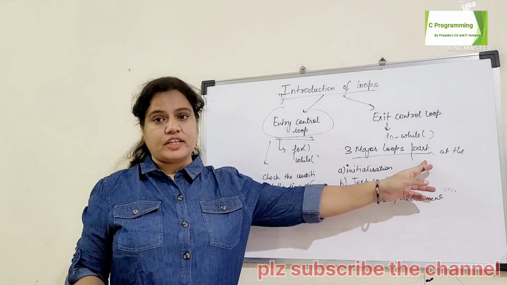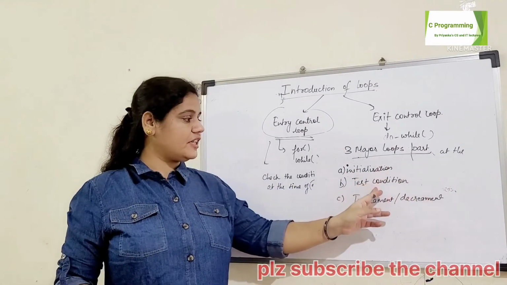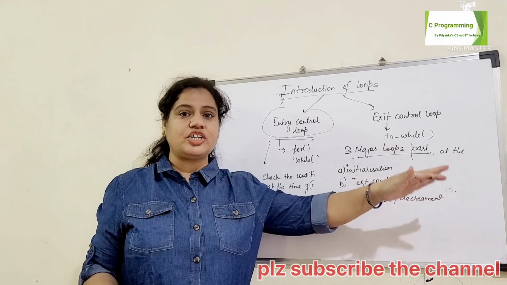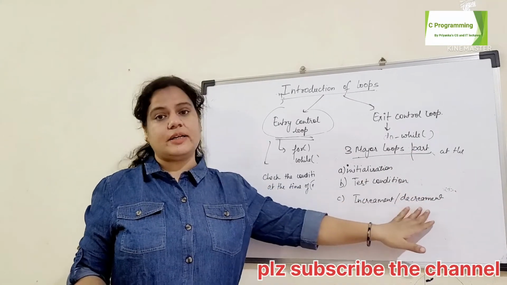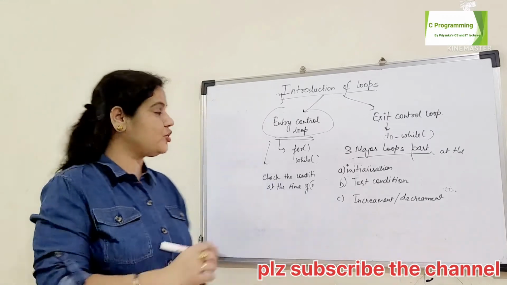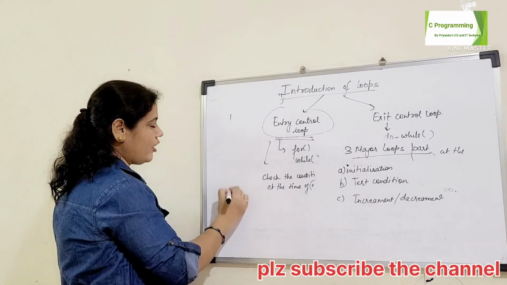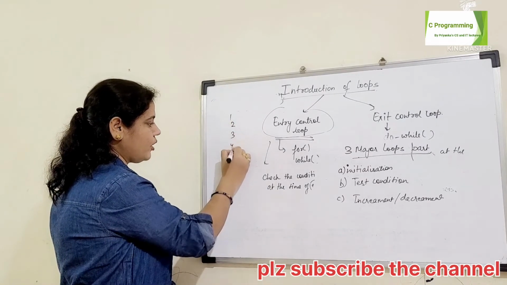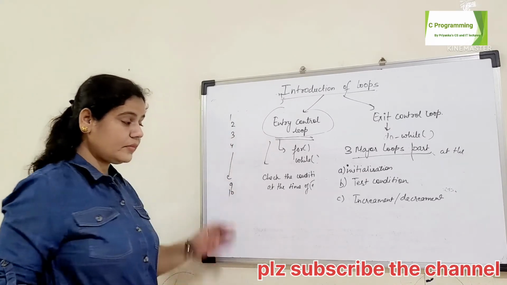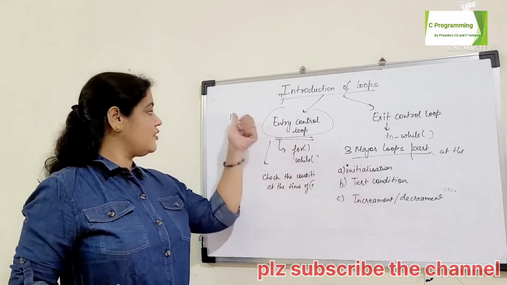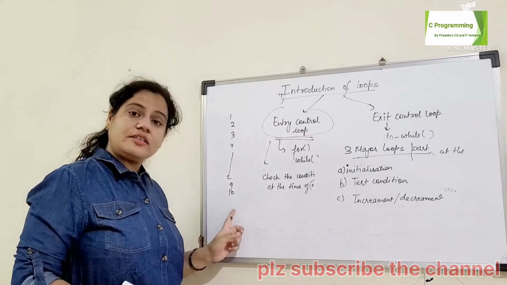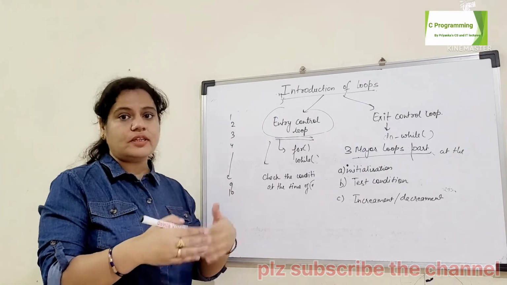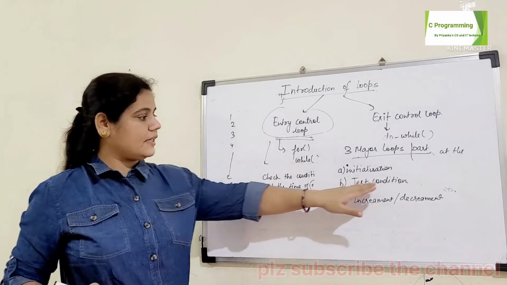Initialization means from where you want to start your loop. Test condition means till what condition you want to execute the set of instructions, and increment and decrement depend upon the requirement. Suppose I want to print the values from 1 to 10: 1, 2, 3, 4 and so on till 10. Then I have to initialize the variable from 1, and the condition is till it becomes 10. I need to keep doing the statements. And this is the test condition.